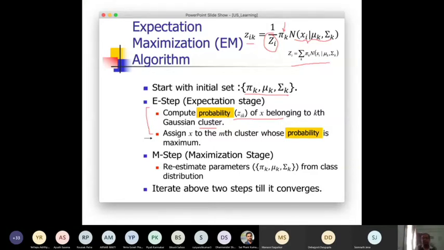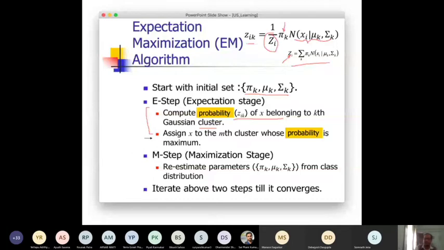So that is what you are considering. You see that for the ith component, this is a normalizing term. It computes the probability of the ith feature vector belonging to the kth component. That is the probability. And then you may assign x to the mth cluster.